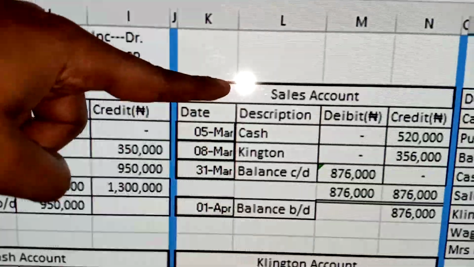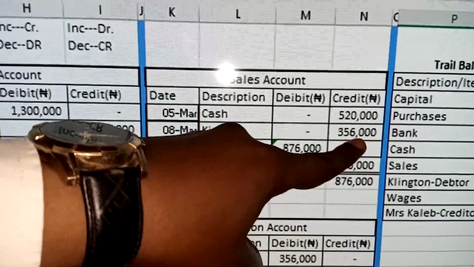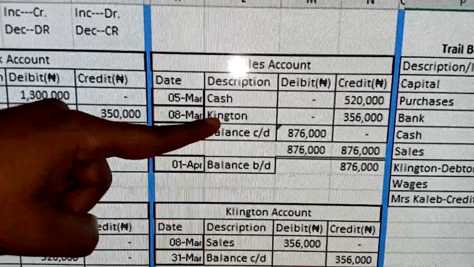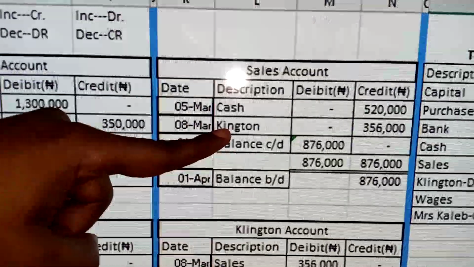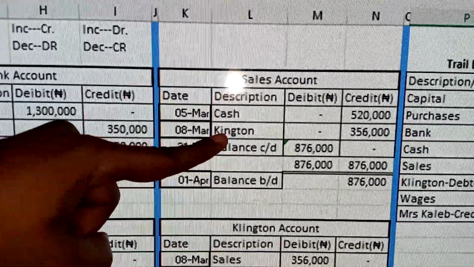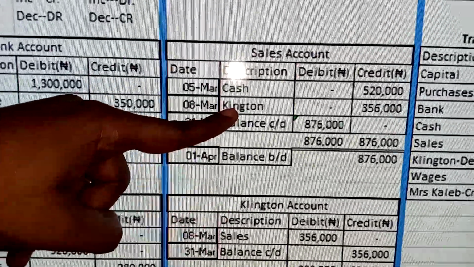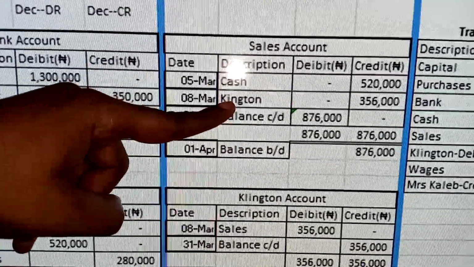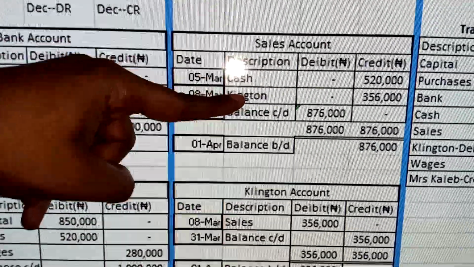So let's open our sales. We have our sales here. 8th of March, we have Clinton. You credit sales 356,000. Now, Clinton here is what? Is a debtor. I beg your pardon, because we sold on credit to Clinton. Clinton is a debtor. Remember, when you sell on credit to someone, that person is owing the business. So you don't call them creditors, you call them what? Debtors. Remember? So a debtor is an asset. And when an asset increases, what do you do? You debit. When it decreases, what do you do? You credit. So Clinton here is a debtor. So Clinton is an asset.